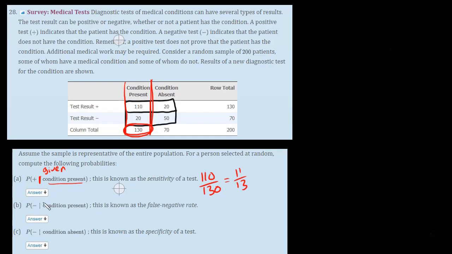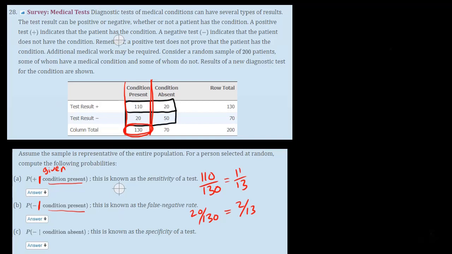So what about the next question? Negative given condition present. All right? So you're still living in this world of condition present. All right? How many of them are negative? Well, there's 20 out of 130, which is the same thing as 2 over 13. Right? 20 people are negative given you live in the land of condition present.